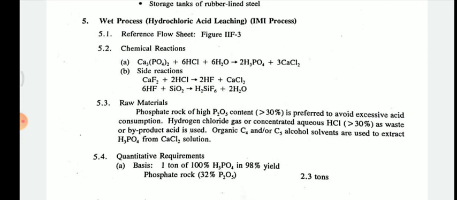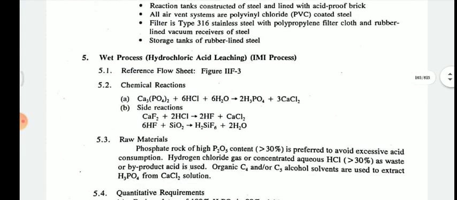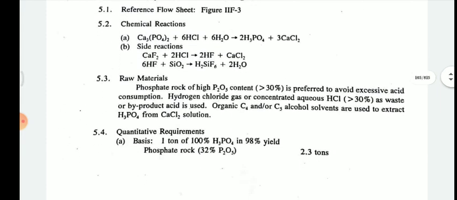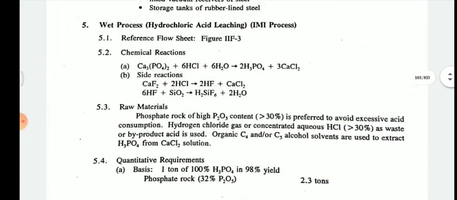Basically the chemical reaction: we have to refer to figure number 3. Before that, we will discuss the chemical reaction. Calcium phosphate is reacted with 6 mol of hydrochloric acid plus 6 mol of H2O, which gives phosphoric acid and calcium chloride. Another side reaction also occurs during the reaction.